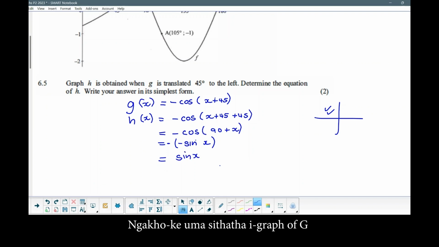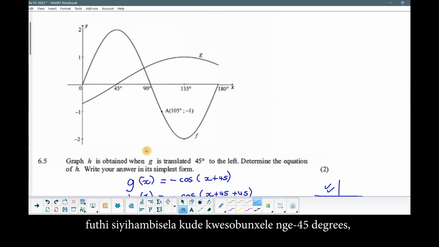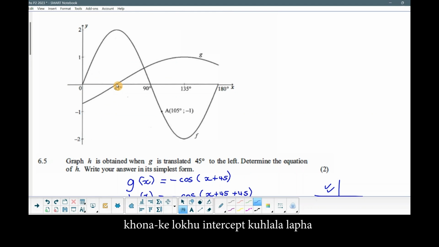So if we take the graph of G and we push it further to the left by 45 degrees, then this intercept sits here. And you end up with a nice sine graph all over again.